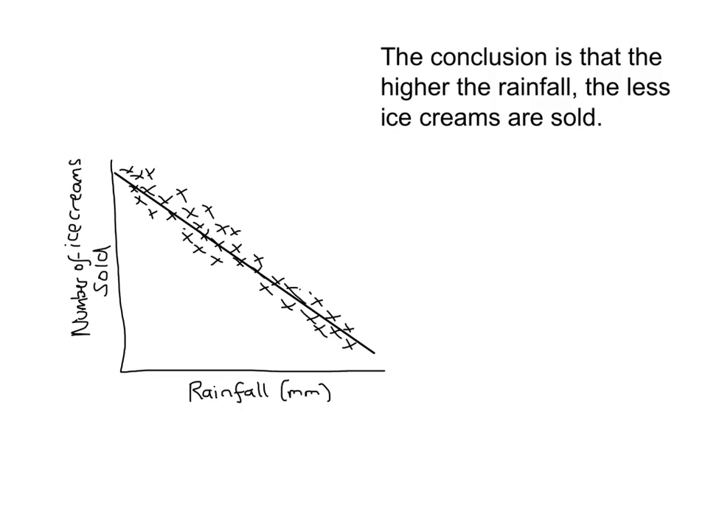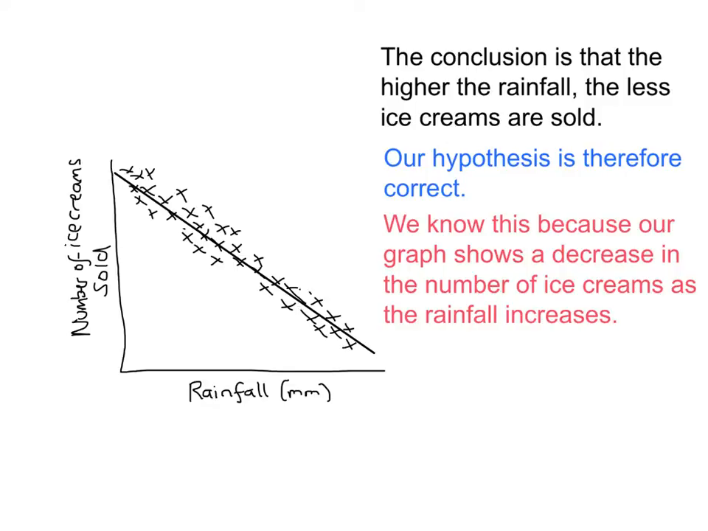So our conclusion is that the higher the rainfall, the fewer ice creams are sold. It's also good to write in our report that our hypothesis is therefore correct and that we know this because of our graph. If we want to write specific numbers in at this point, we can, saying at 1 millimetre rainfall there were 6 ice creams sold, at 0 millimetres of rainfall there were 8 ice creams sold, or any other points that back up your theory. I've written this as, we know this because our graph shows a decrease in the number of ice creams as the rainfall increases.